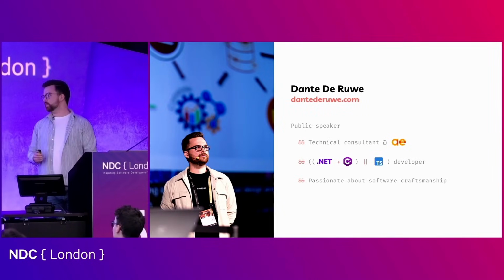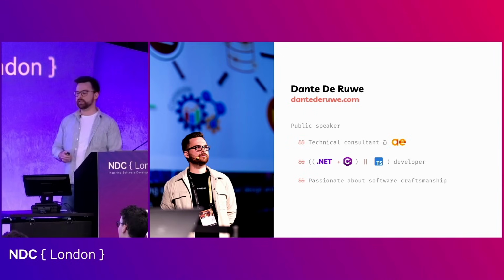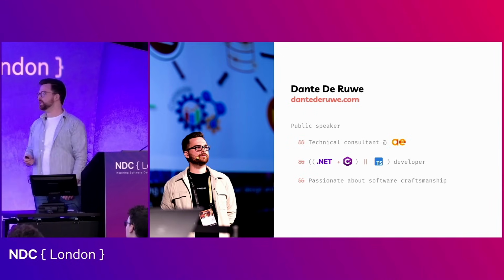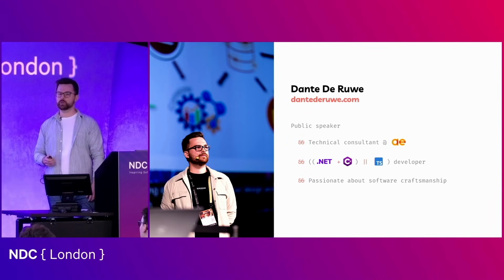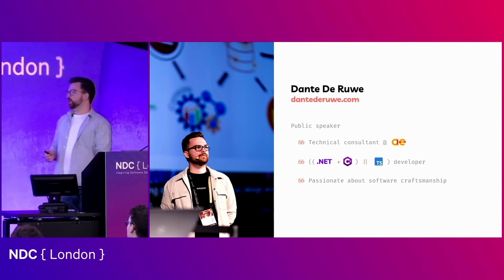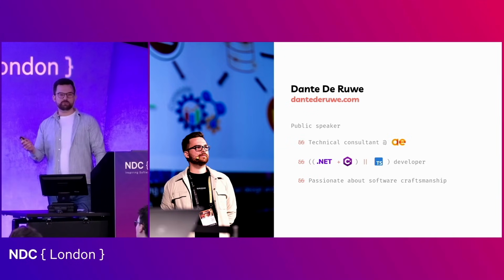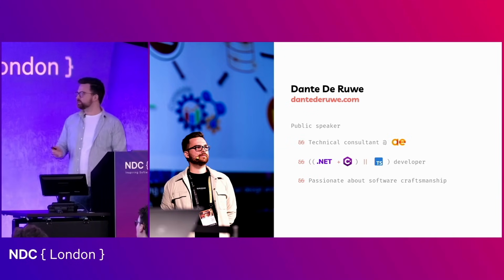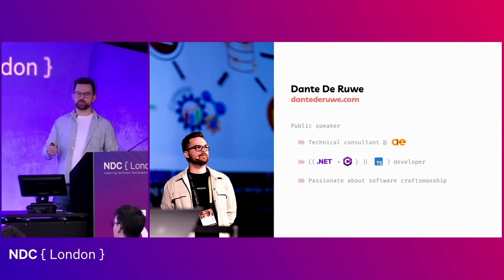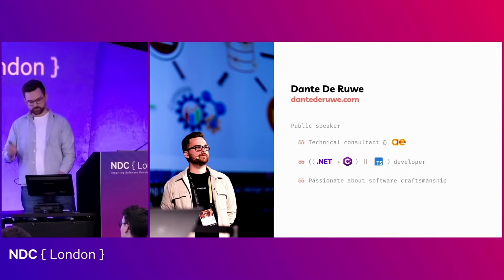So first a little thing about me. My name is Dante. I am a public speaker, of course, and a technical consultant at a company called AE in Belgium. I'm a .NET and C# developer mainly, but I also really like TypeScript. And I'm passionate about the software craftsmanship movement.